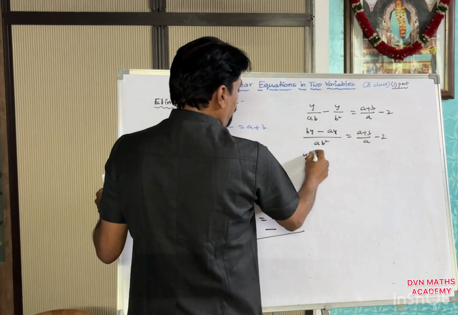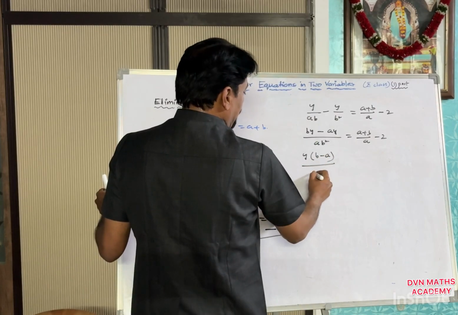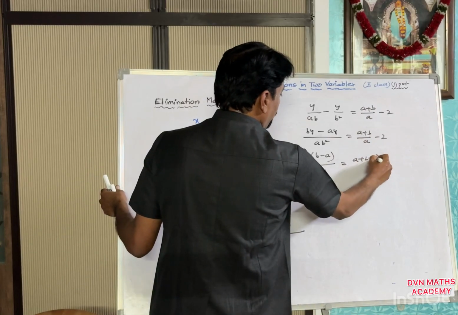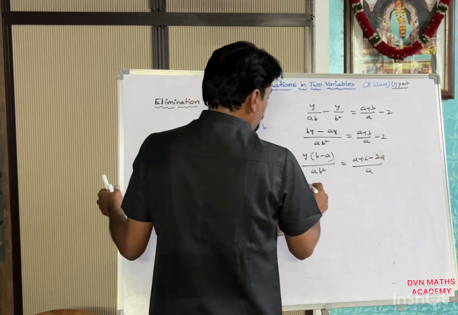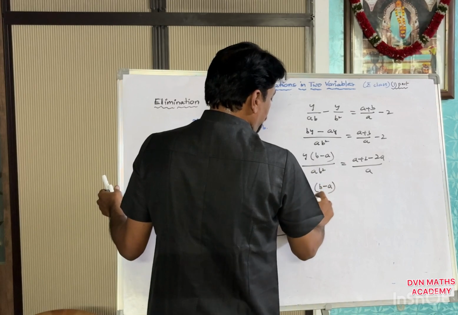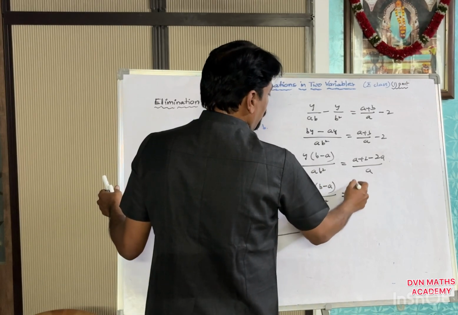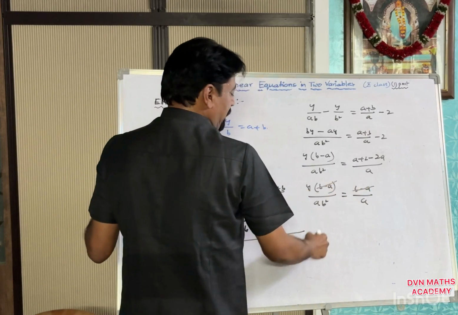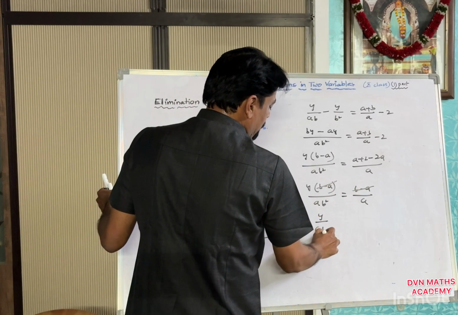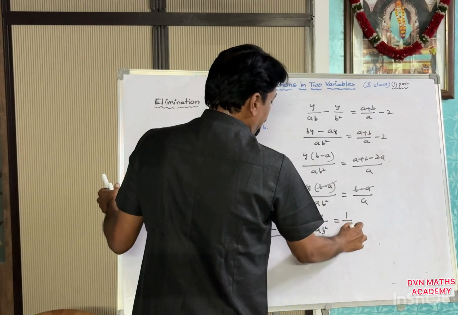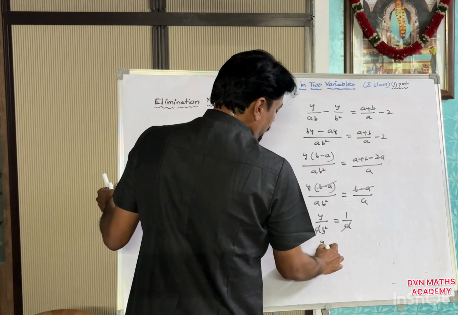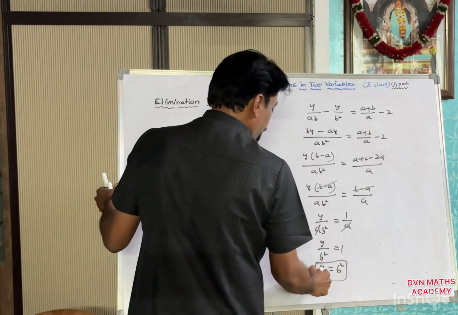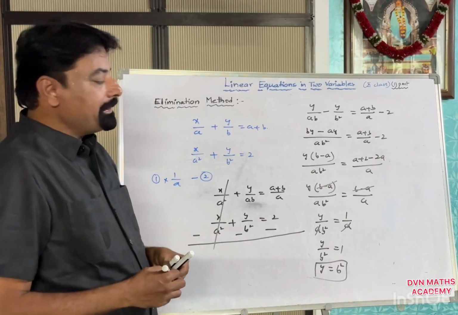So if you make y common, this is b minus a by ab square is equal to a plus b, again LCM, minus 2a by a. So y into b minus a by ab square is equal to b minus a by a. This b minus a cancels. y by ab square is equal to 1 by a, a cancels. y by b square is equal to 1, y is equal to b square. So I got the value of y, that is b square.